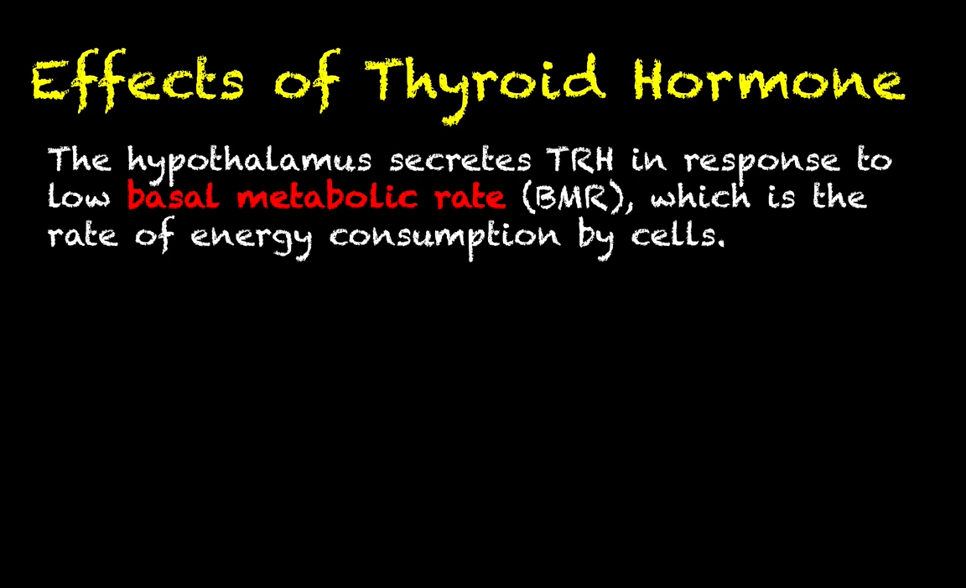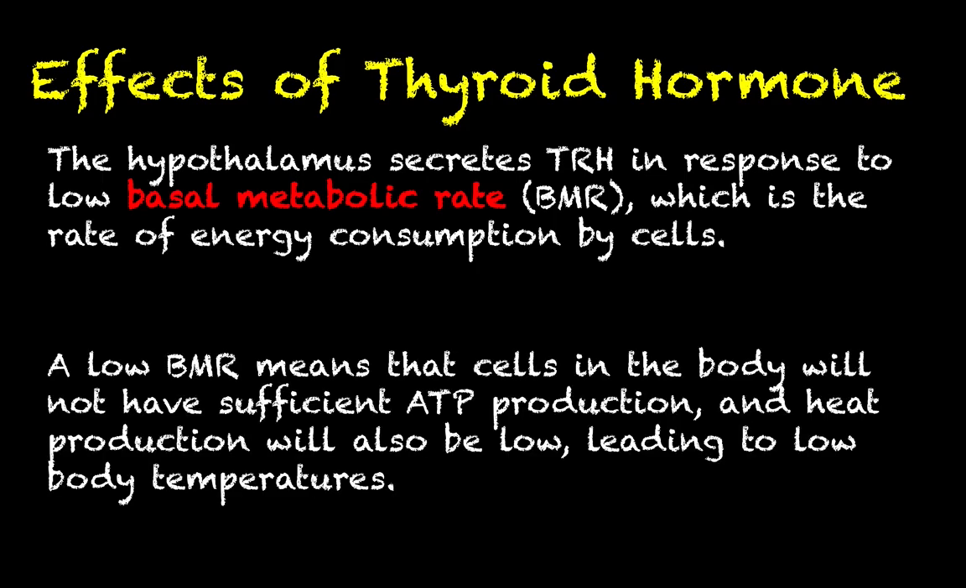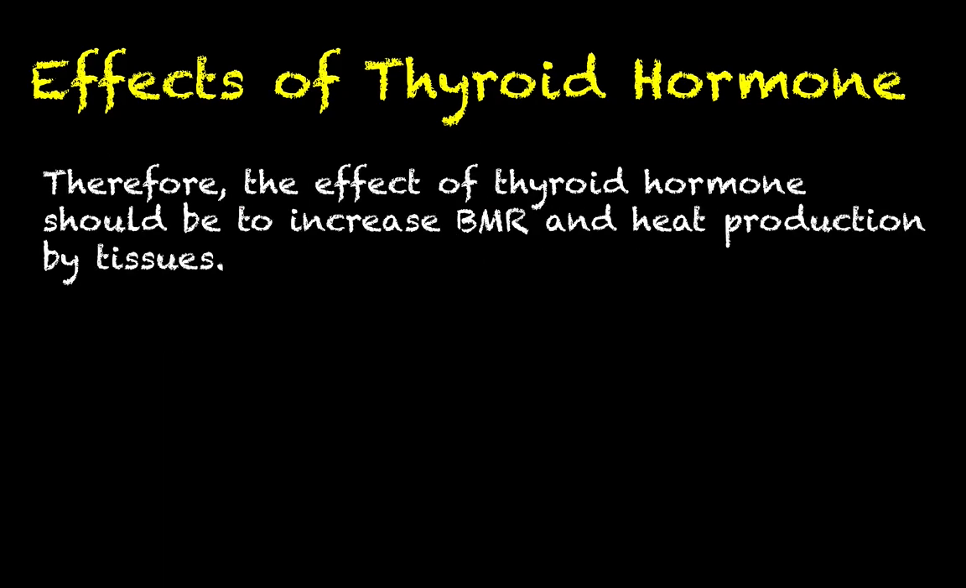Basically, this is the rate of energy consumption by cells. A more practical way of thinking about this is the number of calories you burn every day by doing nothing. Okay? So for most people, your basal metabolic rate is going to be about 2,000 calories if you're a man and maybe a couple hundred less than that if you're a woman. So a low basal metabolic rate means that cells in the body will not have sufficient ATP production, and heat production will also be low. Recall that a lot of your body's natural heat production comes from all the various metabolic reactions that are happening throughout your body. So if someone's basal metabolic rate is unusually low, not only are they going to be feeling very lethargic and very deprived of energy, but they're also going to probably be feeling very cold as well.